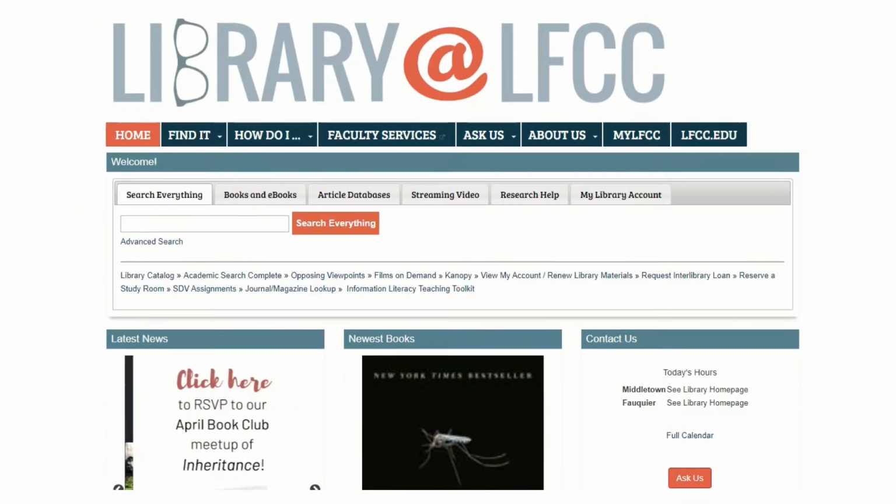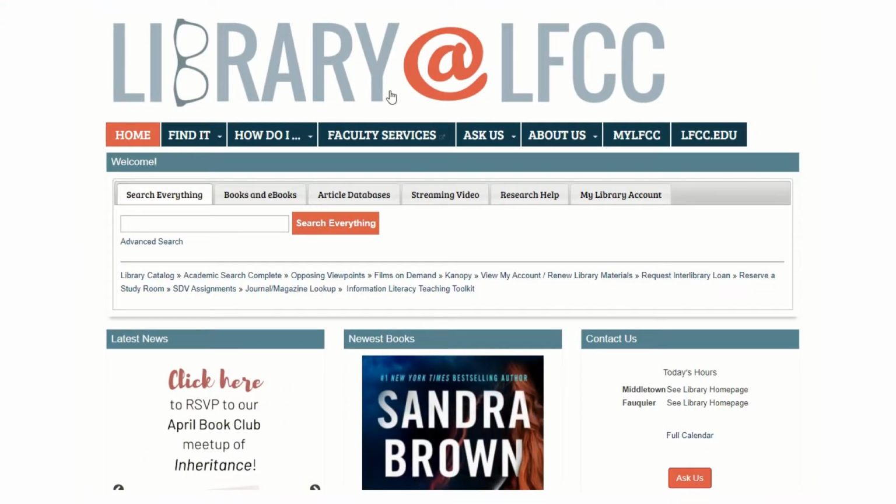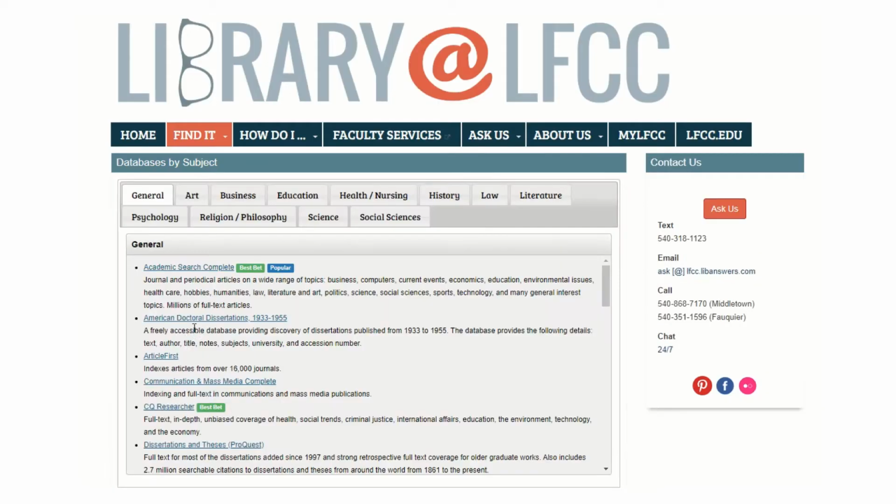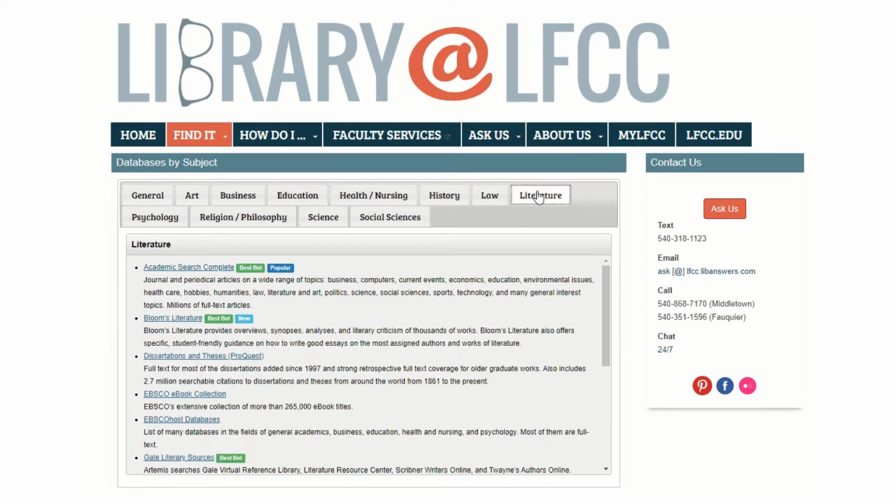To find articles through the library, you can go to the Articles tab on the library's homepage and click Article Databases by Subject. You'll find all the databases organized by subject, including a section for literature databases specifically. The recommended databases for finding full-text literary articles will be marked with a green Best Bet icon, like Bloom's Literature, Gale Literary Sources, and Literature Online.